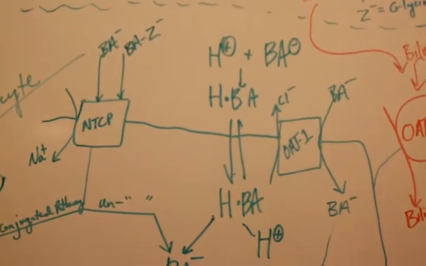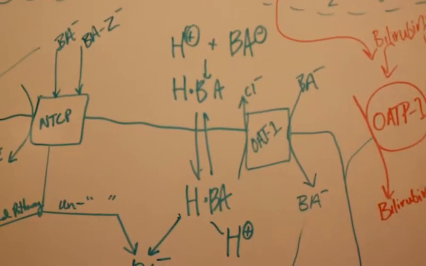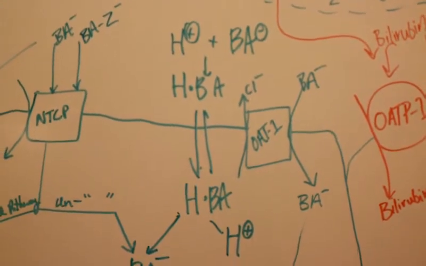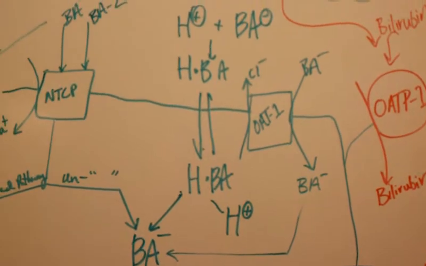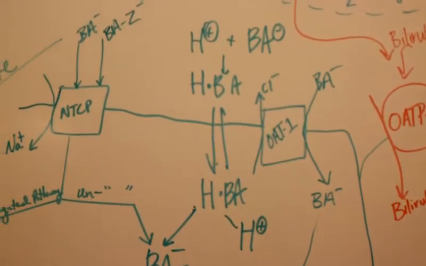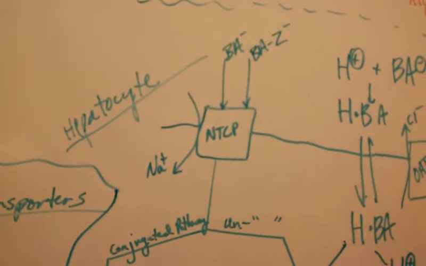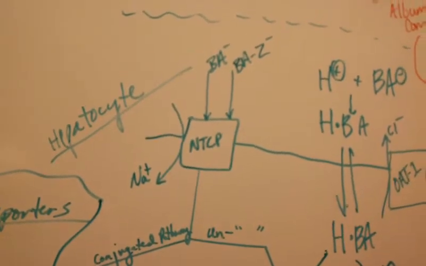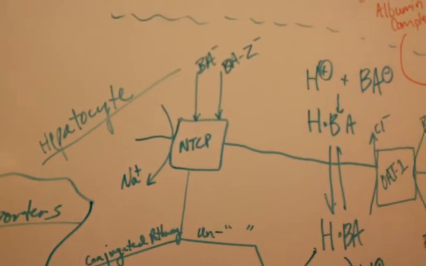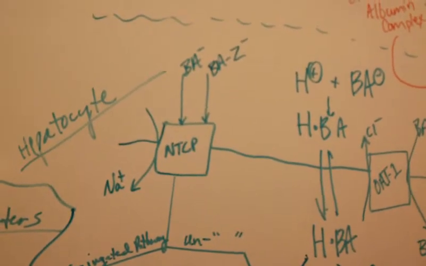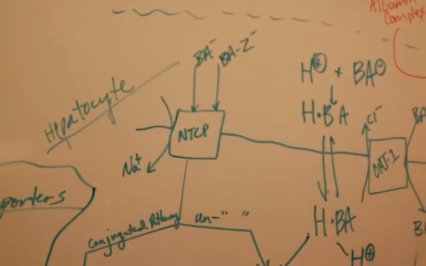Or you can come in via organic anion transporter 1. It's a counter transporter with chloride, and so now you have a free unconjugated bile salt. Or you can come in as an unconjugated bile salt or a conjugated bile salt with glycine or taurine, and that's a co-transporter with sodium.